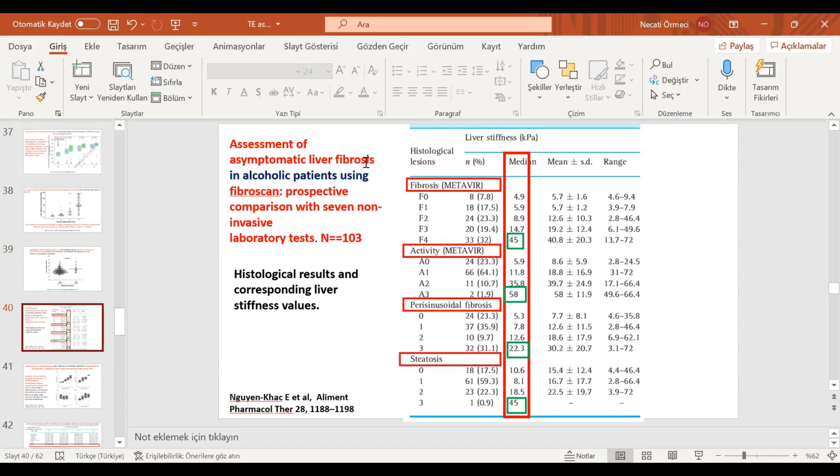Again, assessment of asymptomatic liver fibrosis in alcoholic patients using FibroScan, a prospective comparison with 7 non-invasive laboratory tests. You see here that in alcoholic hepatitis patients, the cutoff value is higher than in viral diseases. We already accept an optimal cutoff value of almost 17%, but here, as you see, it is 45. For activity, the cutoff is also higher than in the viral liver diseases. A3 is already accepted as 58. Steatosis is also higher than in hepatitis B and hepatitis C cases.